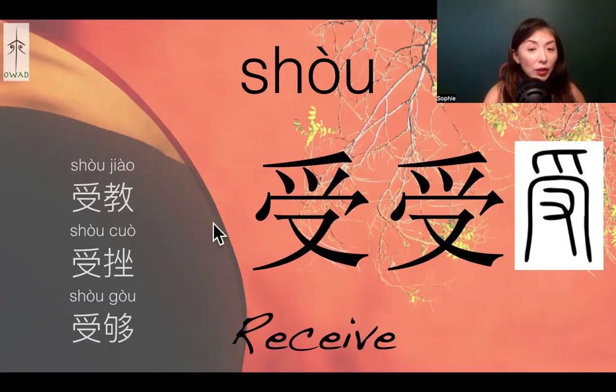So we have 受教, 受挫, 受够. So this 受 means you're on the receiving end, and what are you going to receive? We have three examples here. I intentionally put in the same structure by putting the 受 in the front. So receive something. Okay, 教 means teaching.